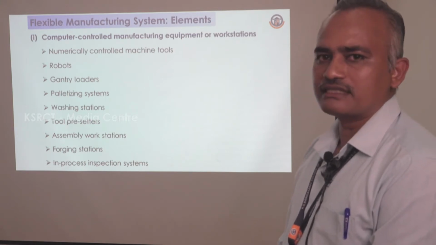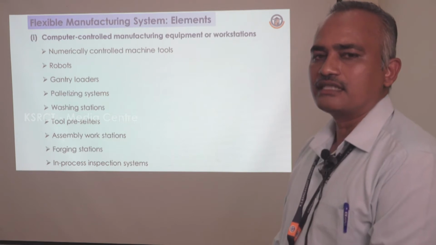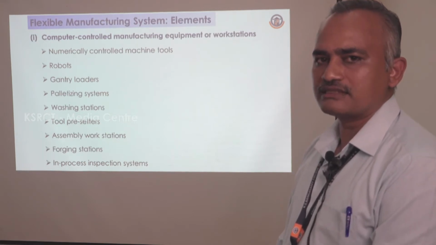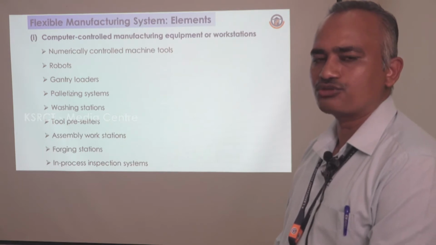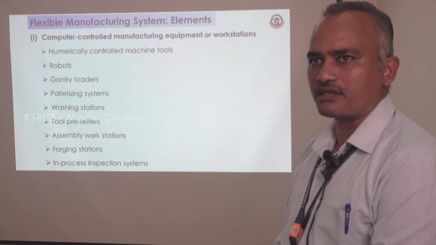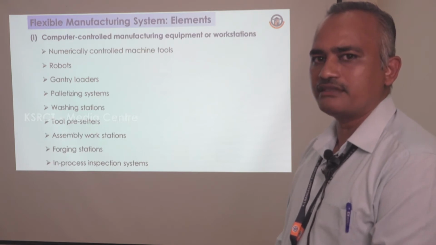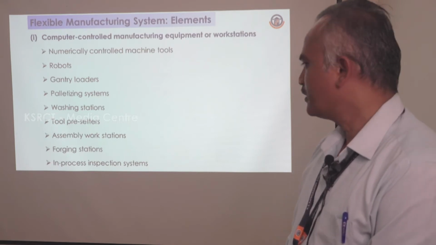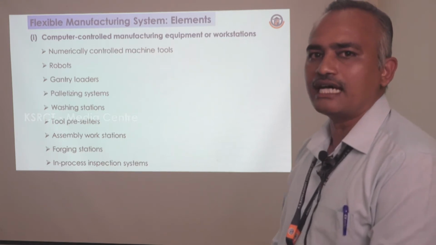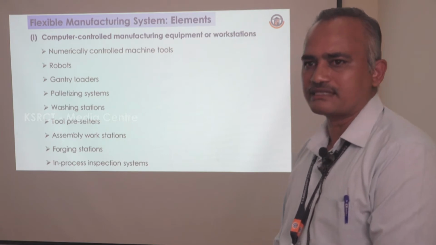Then assembly workstations, where we can find different assembly, sub-assembly and main assembly. In sub-assembly workstations there may be a number of robots which are used for assembling the small components of the product, and finally in the main assembly we can get the entire product, and the last one is forging stations, and in between we can have a quality check in the inspection stations.